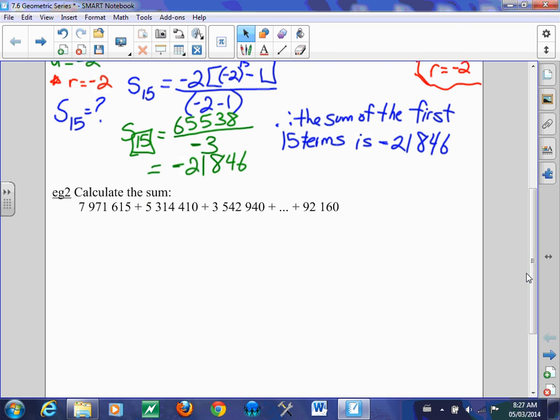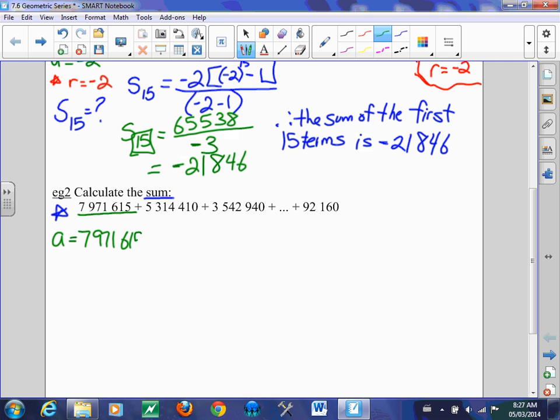Okay, so example 2 is a little harder. It says to calculate the sum. That tells us we're looking for a series. We're given the first value. So the first value, ladies and gentlemen, is A. So A equals 7,971,615. Okay. But we're not given the N value, are we? We don't know what N is, do we? Okay. So what we're trying to find is S at N. So we're trying to find the sum.